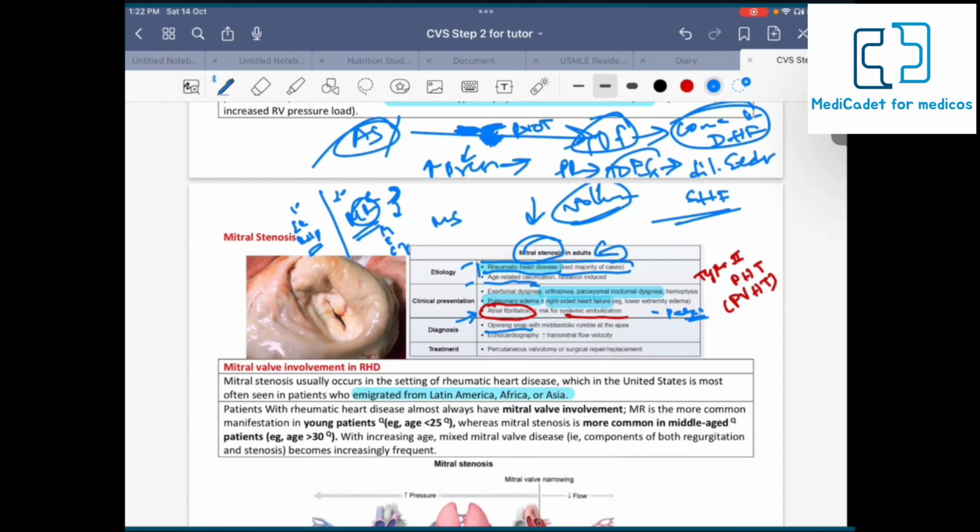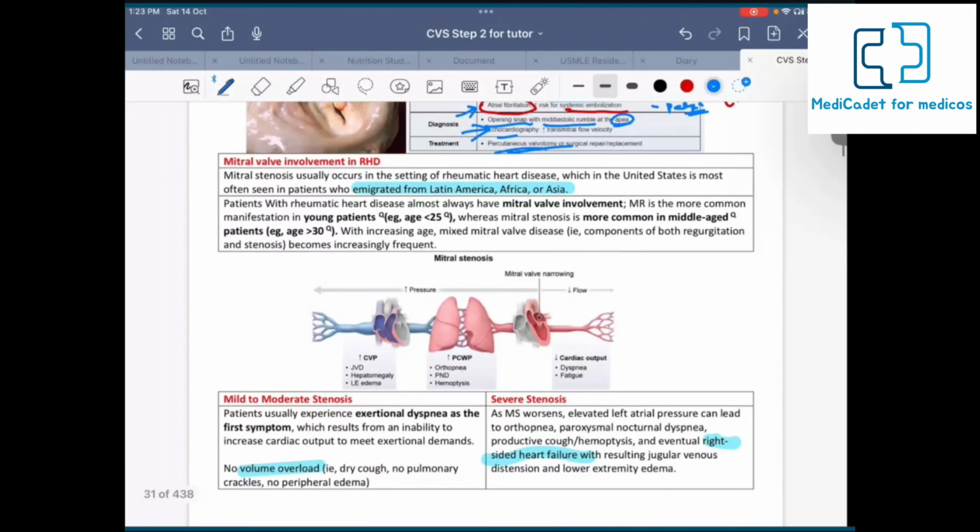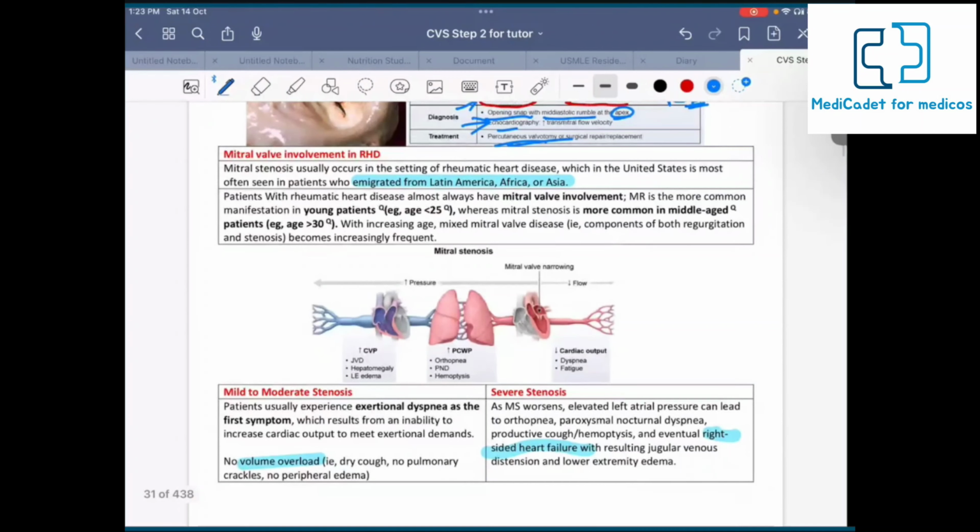For MS, I told you the murmur already, the opening snap, but they will not mention the opening snap. It's going to be a sound after the S2, followed by a mid-diastolic rumble murmur, and the location is the apex. Investigation of choice is always echo, and the treatment is always valve replacement surgery. So mitral valve involvement, it's the same story they are repeating.